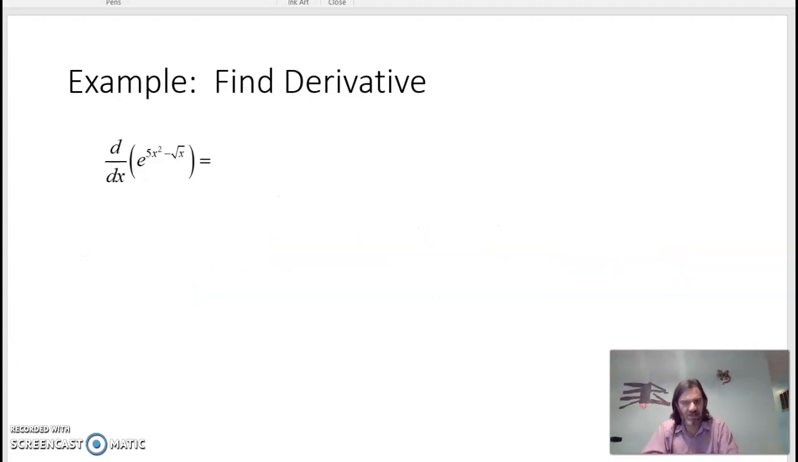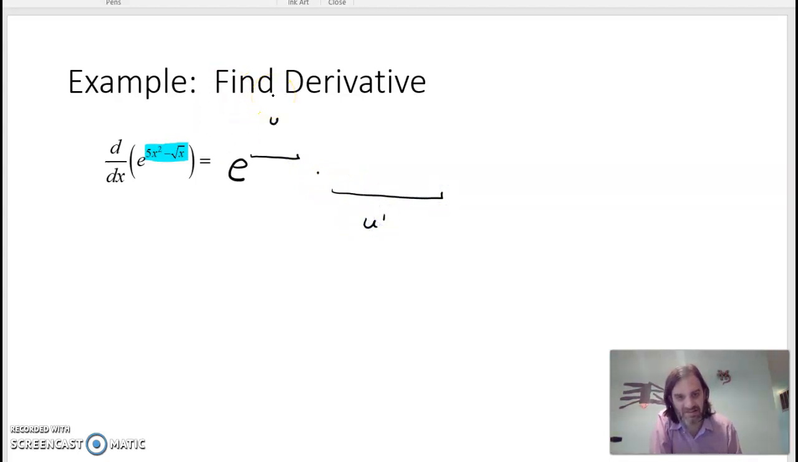Okay. The next one, e to the 5x squared minus square root of x. So it's e to a power. In general, the derivative of e to the x is e to the x. But now we have a complicated thing up here. So our g or our u is 5x squared minus square root of x. But we just said the derivative of e to something is e to that thing. We'll put it up here.